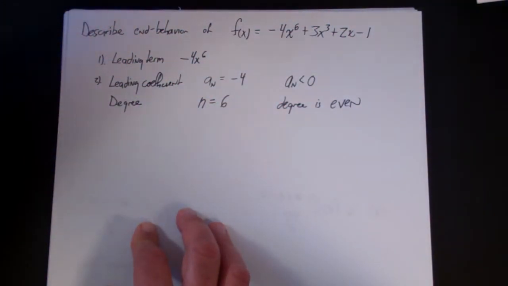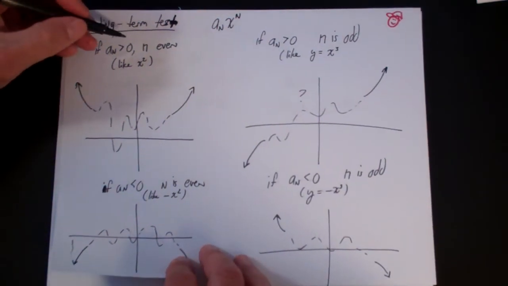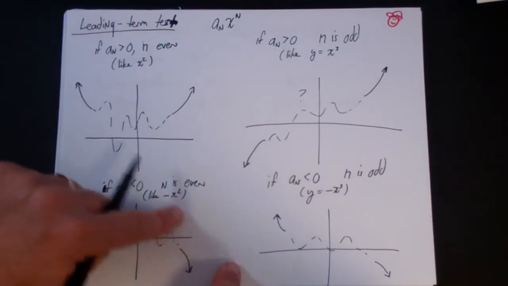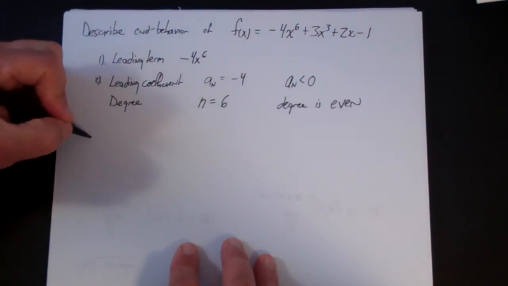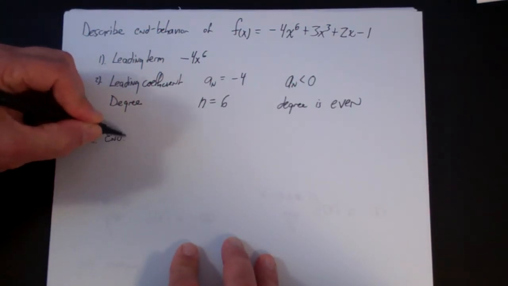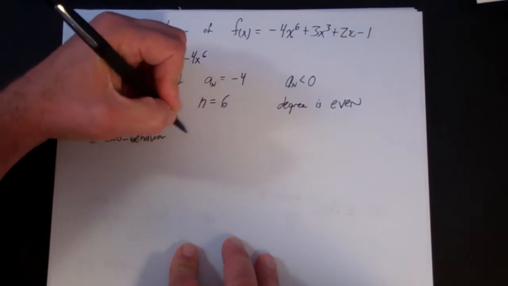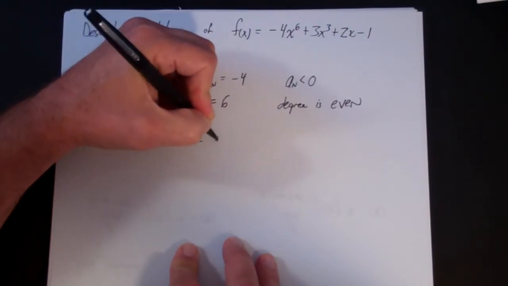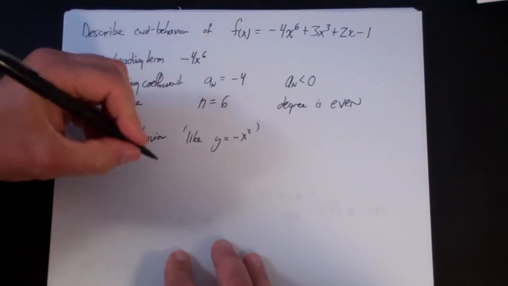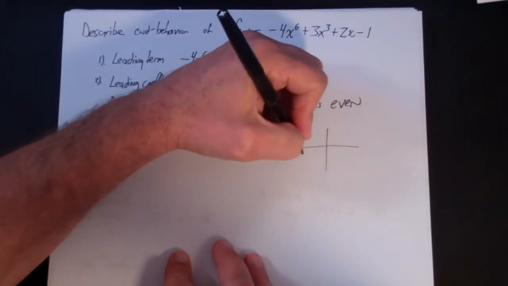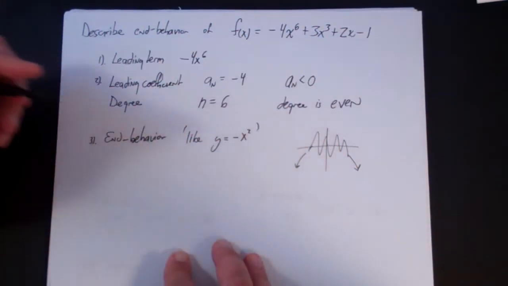Then what we look at is our rules. If a sub n is negative and the degree is even, it looks something like this. It looks a lot like y equals negative x squared. So the end behavior, in fact, that's the way you might want to think about it. The end behavior is like y is equal to negative x squared. And if you want to draw that, it looks something like that. So what we're saying is we don't know what happens in the middle, but that's what happens in the end.